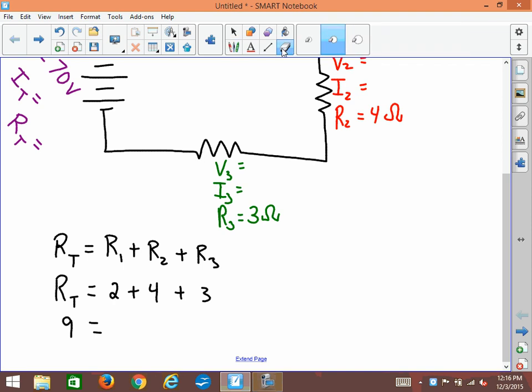Oops, let's put that over here. Let's put RT equals 9 ohms.